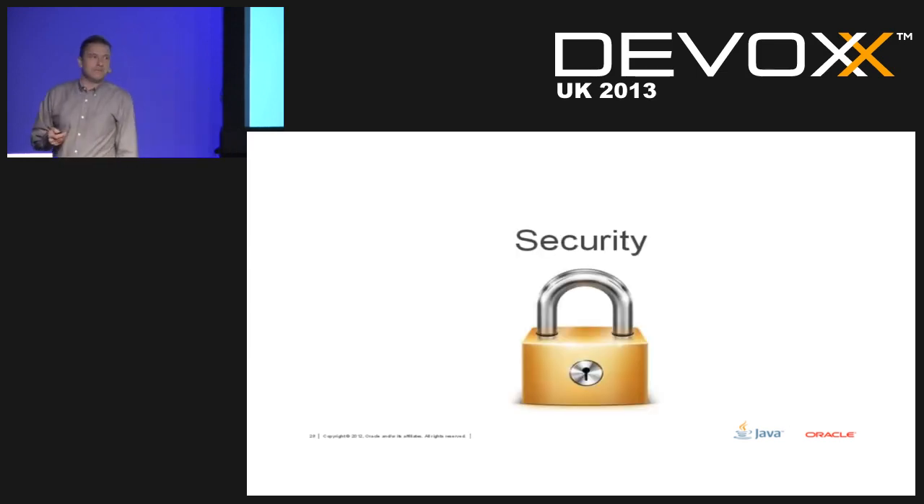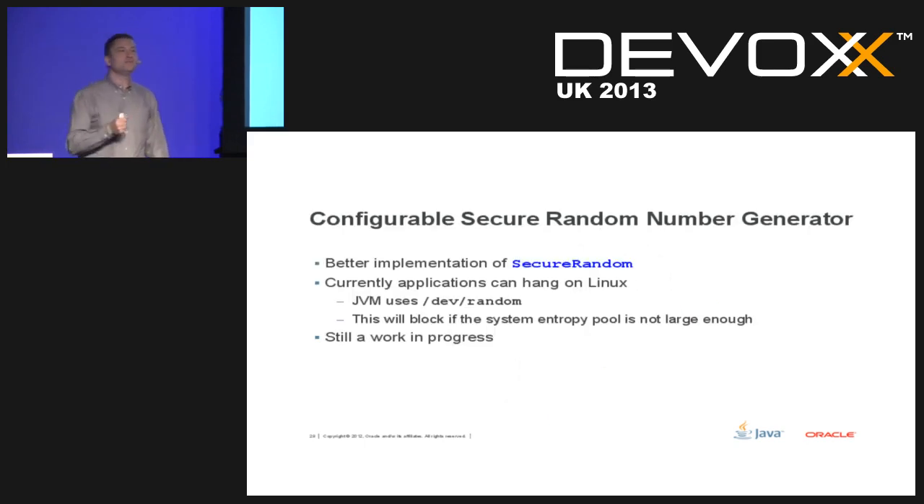Looking at security. So obviously this is a fairly hot topic, shall we say. I'm not going to say any more on that, but things that we are doing around changes in terms of the Java environment. One of them is a more configurable secure random number generator. There is a class called SecureRandom. Linux has this interesting way of generating random numbers. There is a /dev/random device, which is what we use as a seed for generating random numbers.